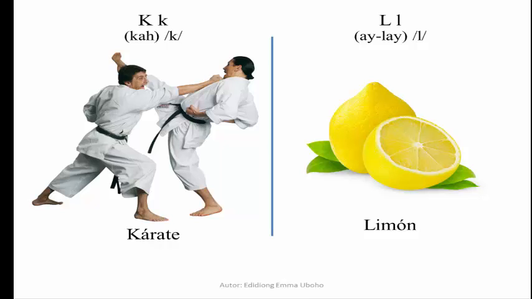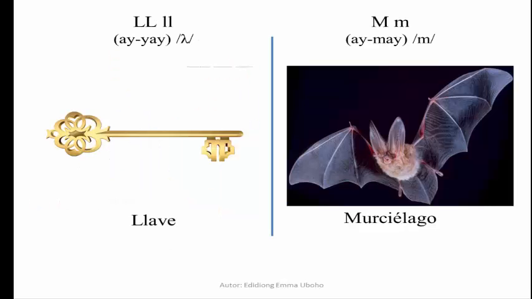Whereas the Spanish L, which is called LA, is pronounced like the English L and like in the word limon. Now, the Spanish double L, which is the consonant on its own, is called eye and is pronounced like a Y. For example, llave. And the Spanish M, which is called M, is pronounced just like the English M. Murciélago.